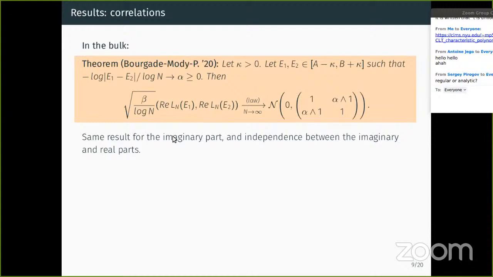So this was for the real part. Exactly the same result holds for the imaginary part. And we have independence between the real part and the imaginary part. This is always true.